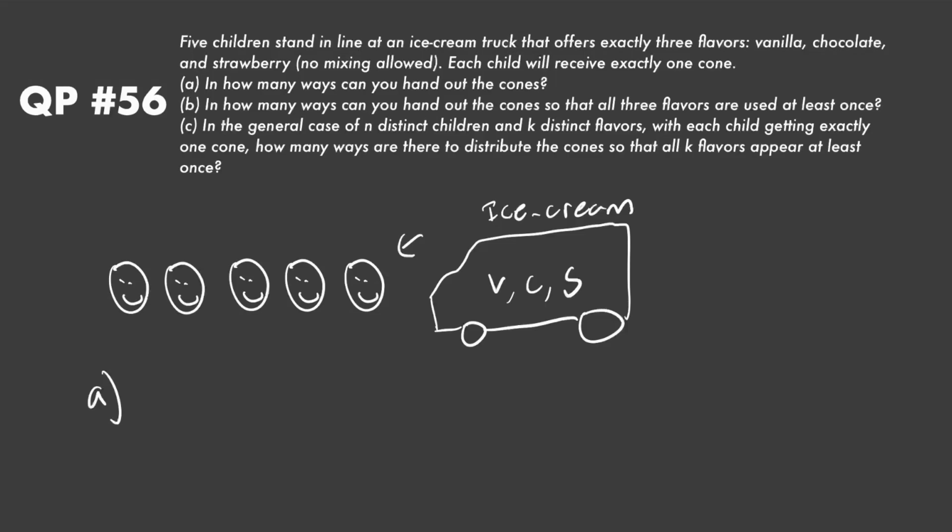So child 1 could get anything, vanilla, chocolate, or strawberry. So they have 3 options. Child 2 has the same choice, vanilla, chocolate, or strawberry. They also have 3 options. Everyone's going to have 3 options. So the answer to part A we know is just going to be 3 to the 5th.